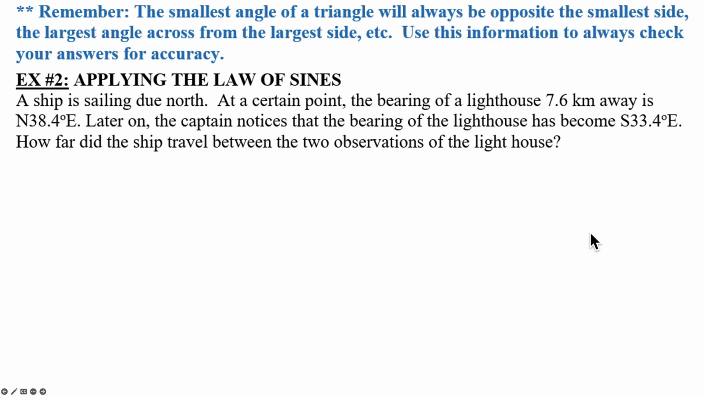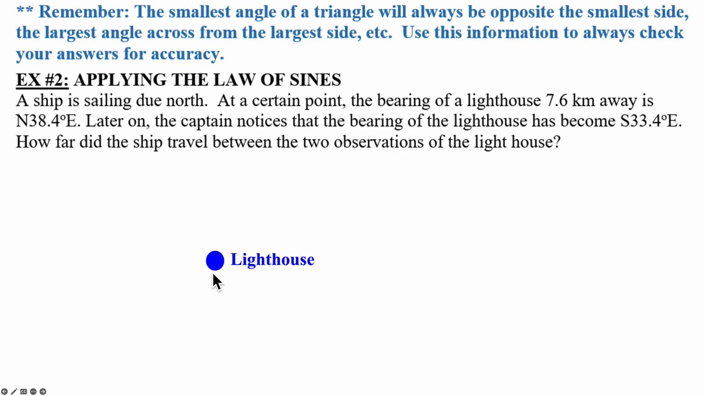All right, next example. Applying the law of sines to an application problem. A ship is sailing due north. At a certain point, the lighthouse is 7.6 kilometers away at a bearing of north 38.4 degrees east. Later, the captain notices that the lighthouse has a bearing of south 33.4 degrees east. They're both to the east, so the lighthouse is going to be to the right of the ship.